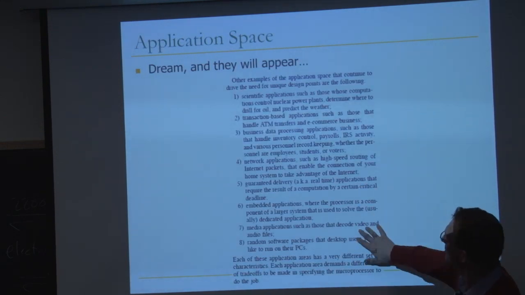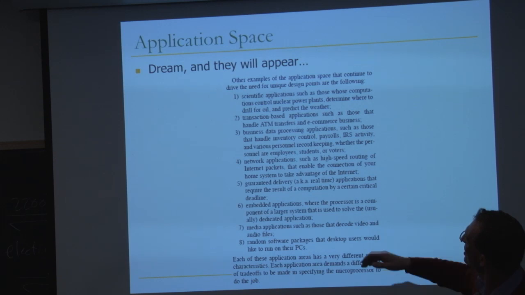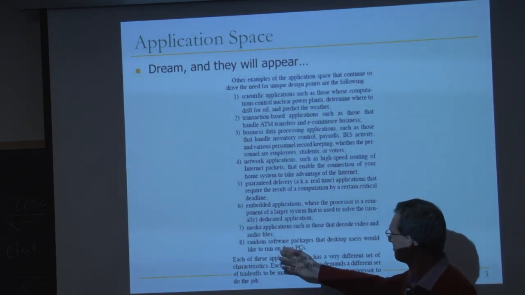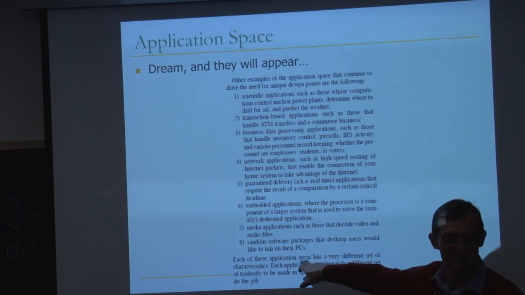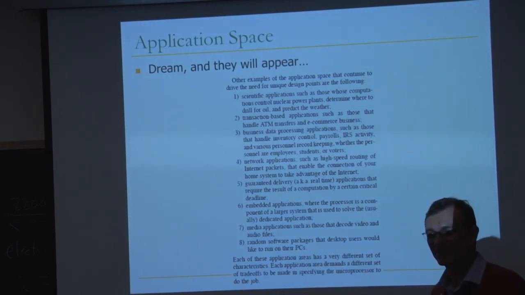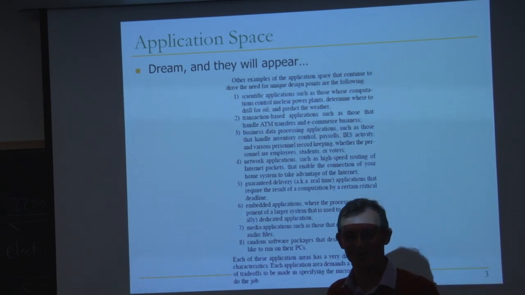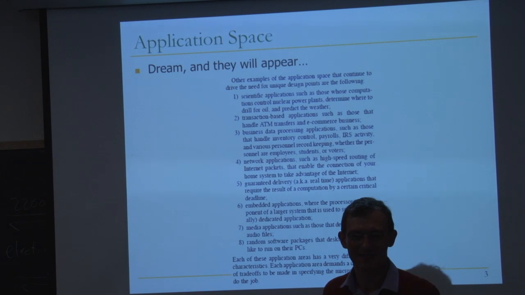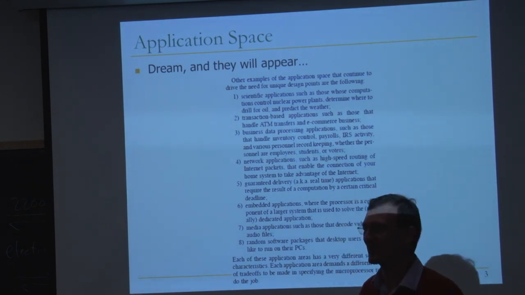And this is actually from the paper you're reading. This is just some applications. And there are many applications general purpose processors are designed for: scientific, transaction-based, business data processing. These are all becoming important, even more important. Network applications, real-time applications, embedded applications, media applications. I guess it says random software packages. It's scary, right? You're designing this processor that you have no idea what will run on it. And you should still get good performance, good power characteristics. I think that's the challenge of computer architecture.